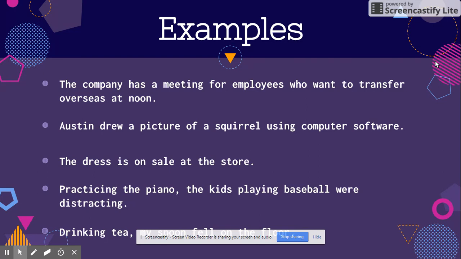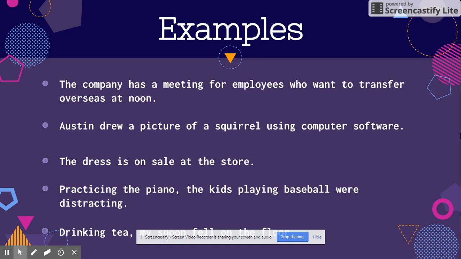Second one, Austin drew a picture of a squirrel using computer software. When I read this sentence, I picture a squirrel on a computer because that's what the sentence says. It says that the squirrel is using computer software. So this is a misplaced modifier. How you could fix this is you could say, using computer software, Austin drew a picture of a squirrel. That makes more sense. Next one, the dress is on sale at the store. Okay, so in order to fix this one, you could move at the store to the beginning and say, at the store, the dress is on sale.